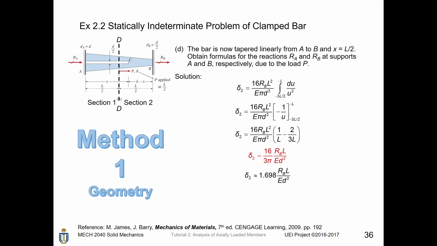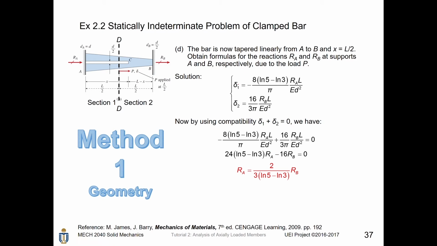We just integrate it to get minus 1 over u, and then you place those two numbers into this result, and then you simplify the whole stuff to get this. To express the answer numerically, it will be 1.698 times RB times L divided by ED squared.